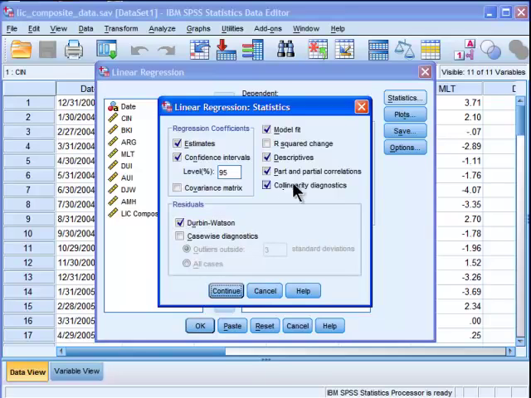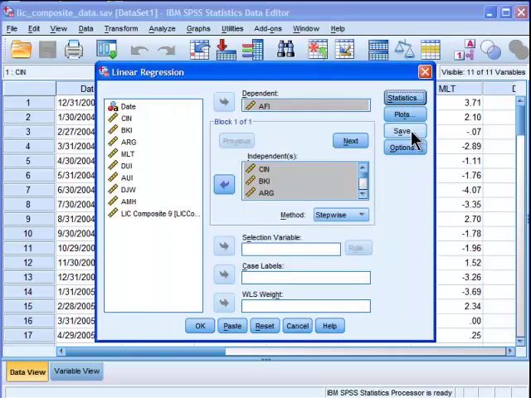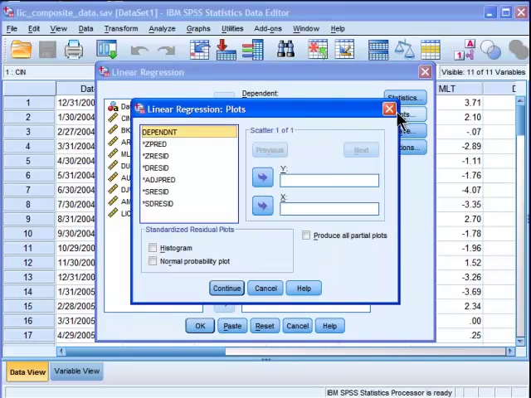The same thing with collinearity diagnostics. So we'll go into options. There's another thing that I want. Oh yes, the plots. We'll go into plots.